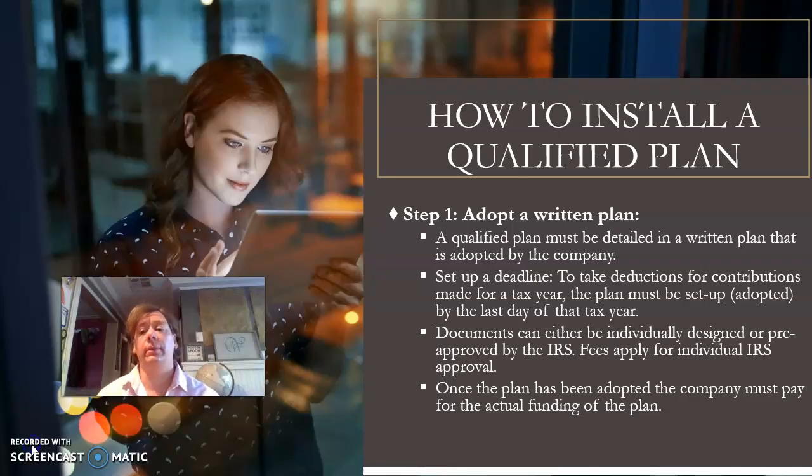I have broken up how to install a qualified plan into steps. Now, the first step is to adopt a written plan. What goes into adopting a written plan is that a qualified plan must be detailed in a written plan that is adopted by the company. Set up a deadline. Now, to set up deductions for contributions made for a tax year, the plan must be set up or adopted by the last day of that tax year.